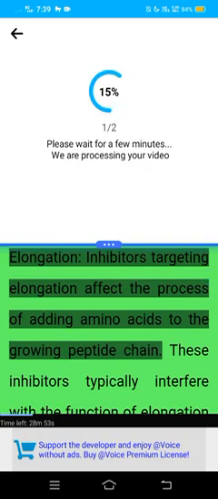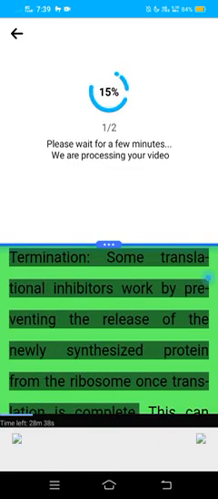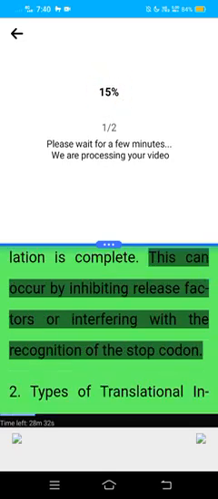Elongation. Inhibitors targeting elongation affect the process of adding amino acids to the growing chain. These inhibitors typically interfere with the function of elongation factors or ribosomal subunits responsible for catalyzing peptide bond formation. Termination. Some translational inhibitors work by preventing the release of the newly synthesized protein from the ribosome once translation is complete. This can occur by inhibiting release factors or interfering with the recognition of the stop codon.